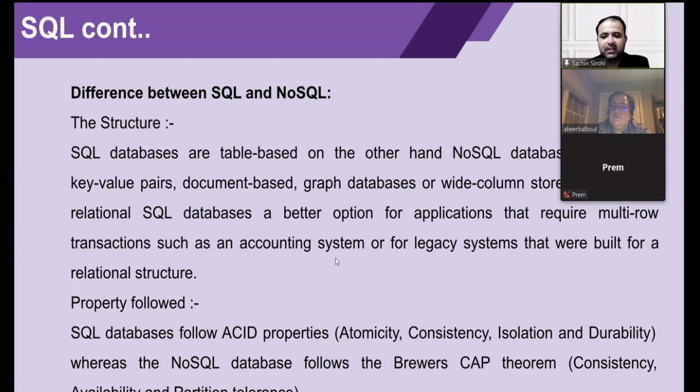But what is the property SQL databases follow? They follow the ACID property. So what is ACID? Atomicity, consistency, isolation, and durability. It means all information should be atomic, should be consistent, meaning correct, should run in isolation, separately, and should be completed in a minimum duration. Whereas NoSQL databases follow Brewer's CAP theorem: consistency, availability, and partition tolerance.